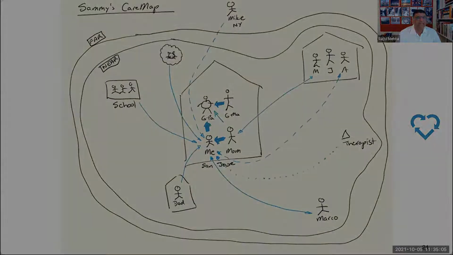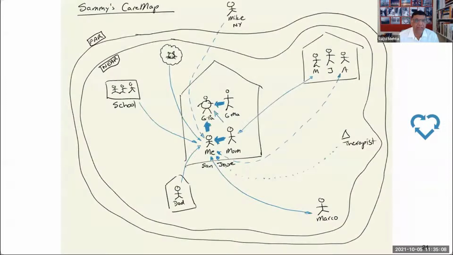Finally, this is a care map by Sammy, who at the time of drawing was 8 years old. He lives in San Jose. I'll tell you a little story about this. So his mother had participated in a workshop where she learned the care map from me, and she found it really powerful. And so she decided to teach her son how to do it. And she had sat with him very patiently to have him draw his care map.